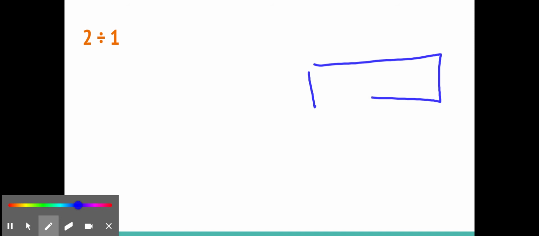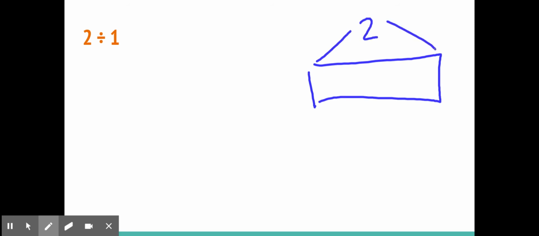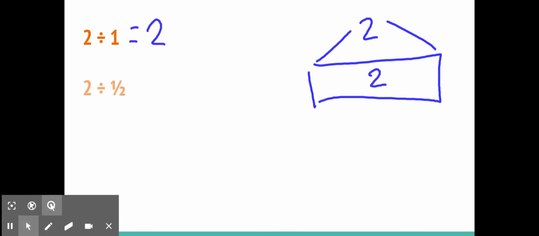All right, so we are working on dividing fractions and integers. So let's go ahead and use our tape diagram. So this is 2 divided by 1. This one's pretty easy, right? If I have 2 wholes and I'm dividing them into one thing, how much will be here? Well, there'll be 2. So 2 divided by 1 is 2.